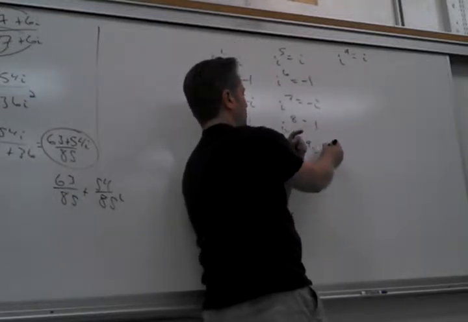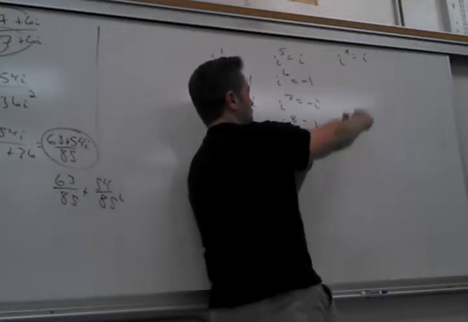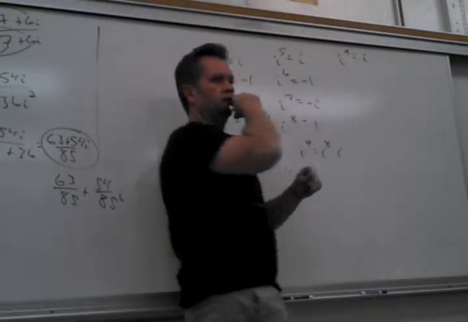What's i to the 9th? It would be i to the 8th times i. What's i to the 8th? 1. 1 times i is i. It starts over again at i.